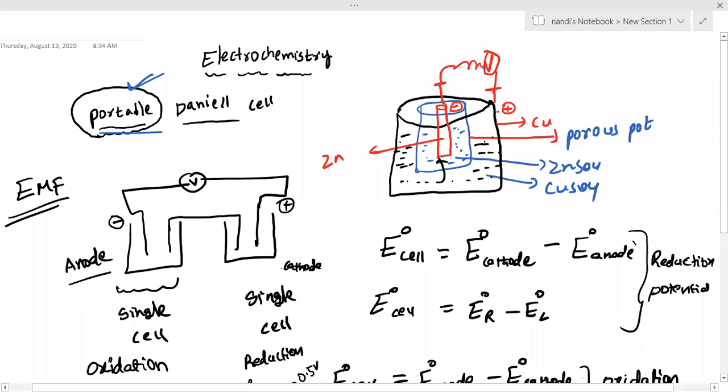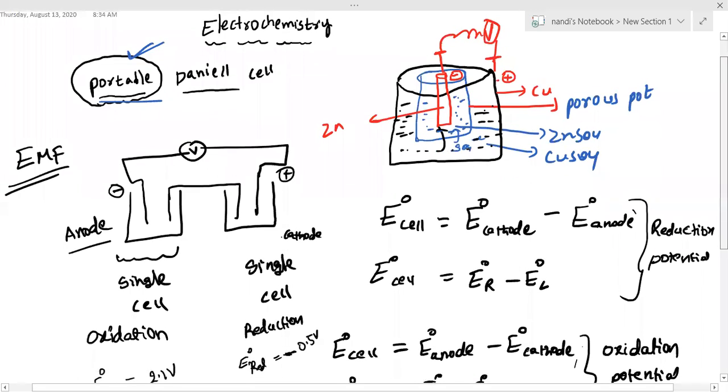Okay. We connect this through a voltmeter. Inside is zinc sulfate solution, outside is copper sulfate solution. The sulfate ions can move inside to maintain electrical neutrality. This is the arrangement of the portable Daniel cell.